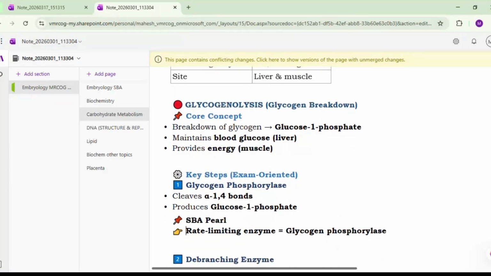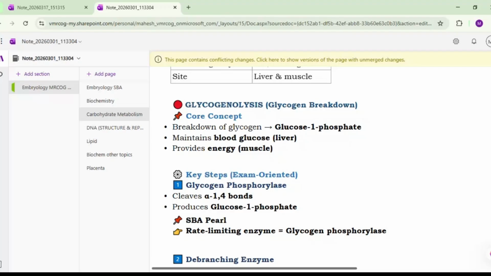The last concept is glycogenolysis. We have just seen that glycogen is the storage form and how it gets formed. Now, how is this glycogen broken down? The core concept is the breakdown of glycogen to glucose 1-phosphate. It maintains the blood glucose, and this happens mainly in the liver, and it will provide energy to the muscle. Key steps: glycogen phosphorylase is the main enzyme. It cleaves the alpha 1,4 bonds and produces glucose 1-phosphate. The rate limiting enzyme is glycogen phosphorylase.